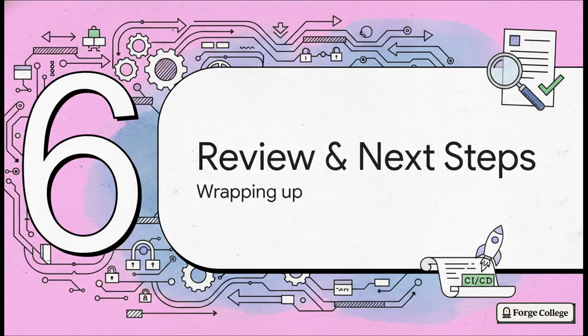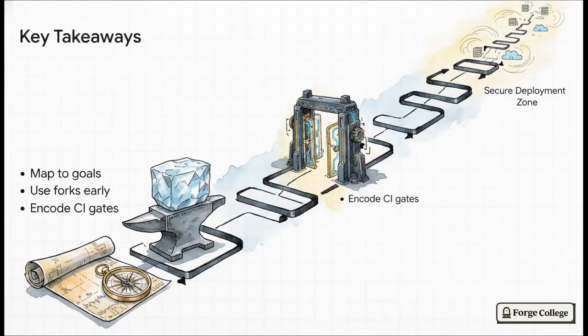Section 6. Review and Next Steps. All right, let's crystallize all this into a repeatable workflow for your CI pipelines. Here are your core takeaways. Environment strictly mapped to your verification goals. Use forks early and often for tricky stateful bugs. And absolutely encode your promotion gates directly into your CI. Treating environments as a mapped hierarchy rather than just an arbitrary ritual is exactly how we deploy with absolute confidence on every single release.